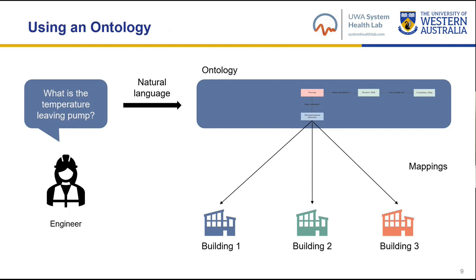The value of abstracting the domain like this is that you no longer need knowledge of site-specific naming conventions to query a building. Thinking back to our previous example, say an engineer wanted to know what the temperature is leaving a particular pump. Traditionally, they would need to know the point label representation to query a database or a building management system. With an ontology, however, the engineer can formulate the query using natural language. For example, what is the temperature leaving pump XYZ? Behind the scenes, the ontology is mapped to the building's data and retrieves the value for the engineer.